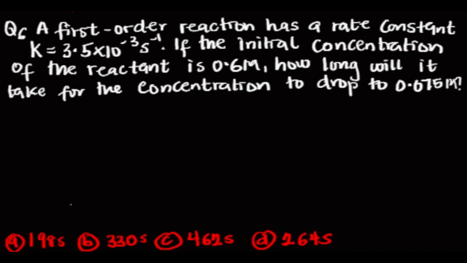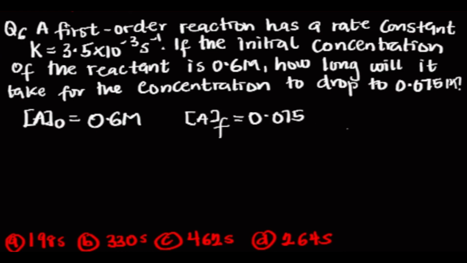Now the question says a first order reaction has a rate constant K. We are given the rate constant K here, right? Then if the initial concentration of the reactant, A naught, is 0.6 molar, how long will it take the concentration to drop to what? Now we have the final concentration to be what?